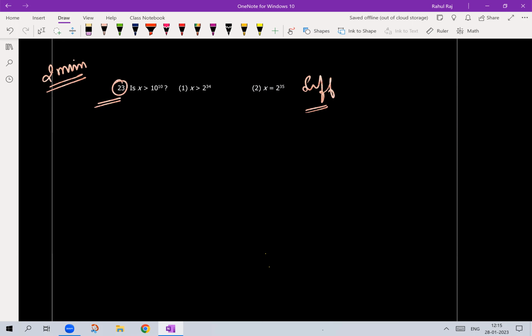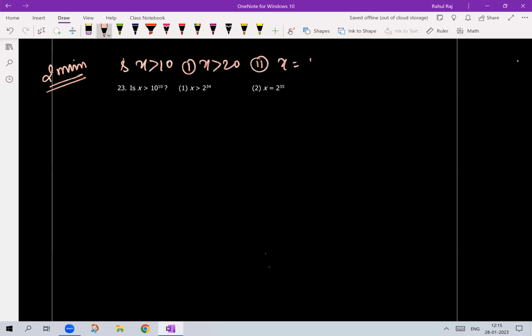Imagine I give you a simple analogy. Imagine the question is: is x greater than 10? Option number 1 says x is greater than 20. Option number 2 says x is equal to 25. Will you in 1 second say the answer is D? Because you know that 20 is greater than 10, so if a number is greater than 20, it will surely be greater than 10. You know 25 is a number greater than 10. So it's 100% sufficient. Now imagine option number 2, I can straight away say sufficient, right?